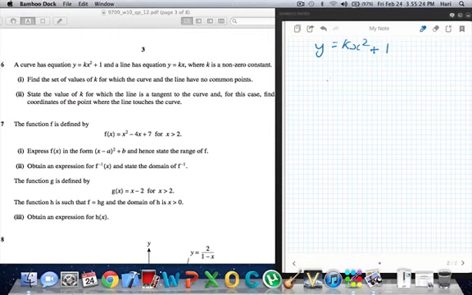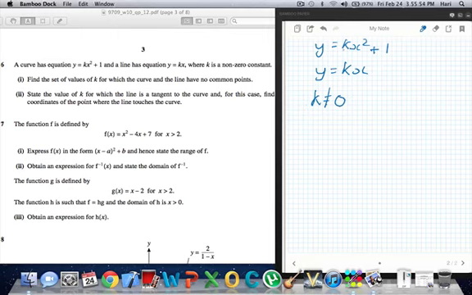And a line has an equation y is equal to kx, where k is a non-zero constant. So k cannot equal 0. Now, part 1 says, find the set of values for k for which the curve and the line have no common points.